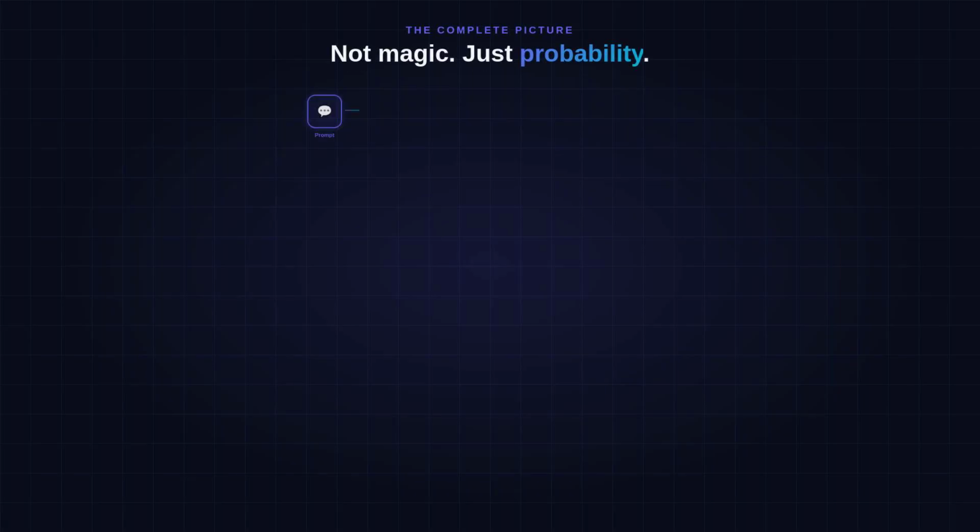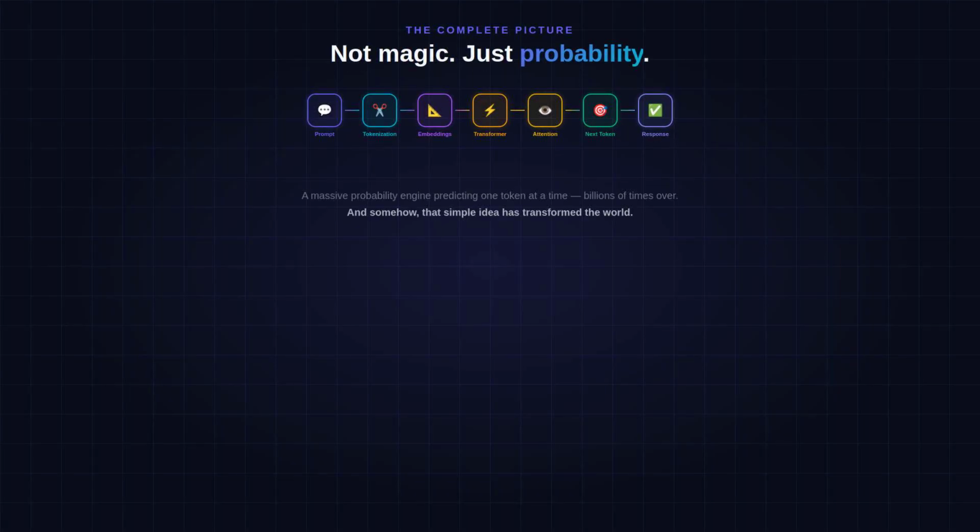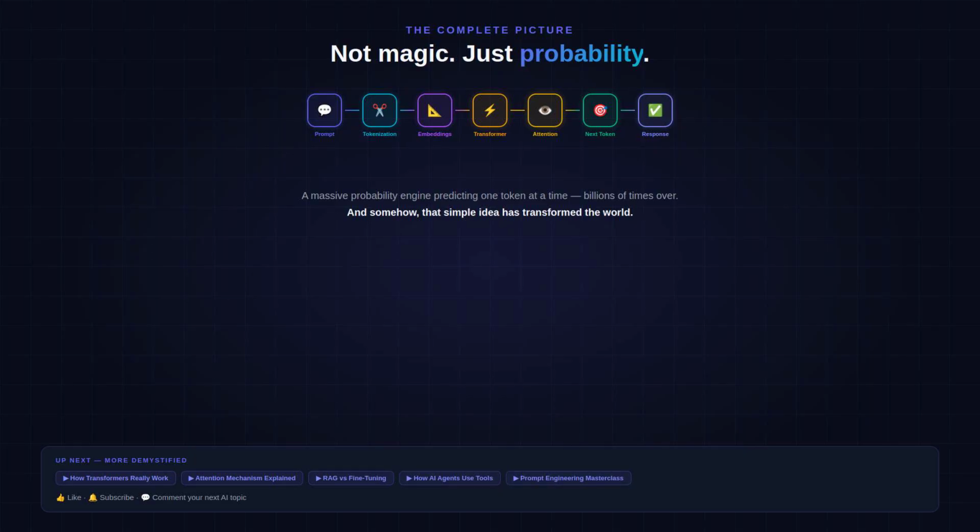So the next time ChatGPT, Claude, Gemini, or another LLM answers a question, remember what's happening under the hood. It's not magic. It's a massive probability engine predicting 1 token at a time, billions of times over. And somehow, that simple idea has transformed the world.